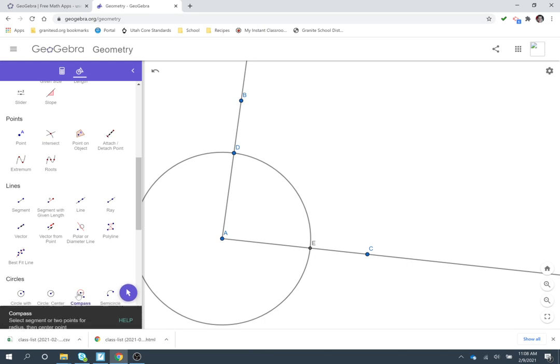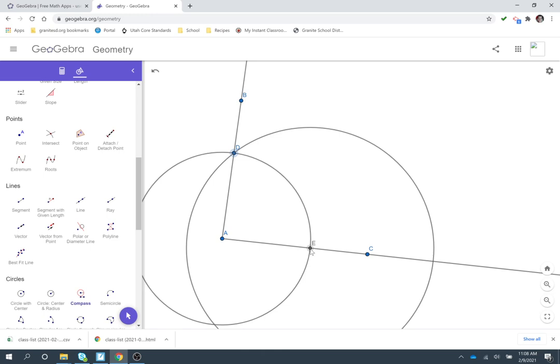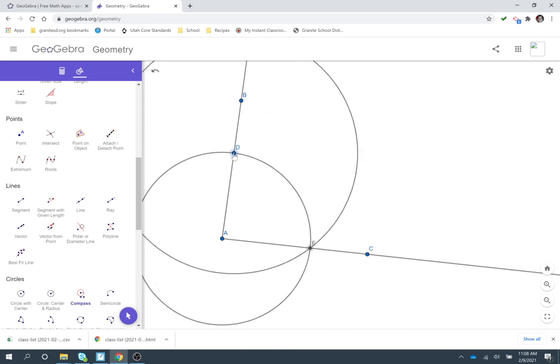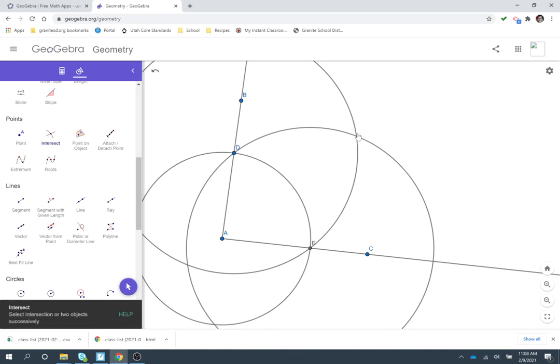Then grab your compass tool. We're going to measure the distance from D to E and place that circle at D. Then we're going to measure the distance from D to E again, and this time place the circle at point E. Then do you notice where these two intersect out here? So we're going to go grab our intersect tool, and we're going to mark point F.